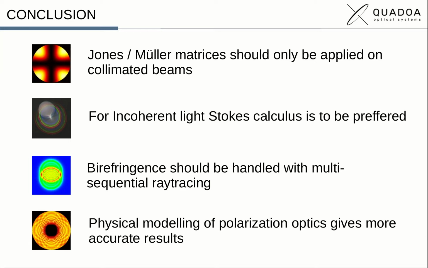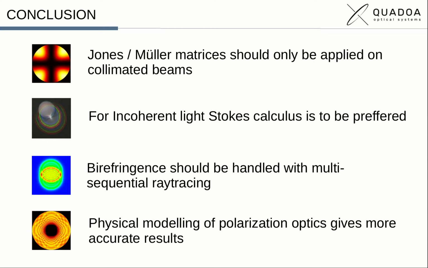Now I'm already at the end of this talk, and I will finish it with a short conclusion. I've demonstrated that the Jones as well as the Müller matrices should only be applied to collimated beams, and in the other cases it's important to be really careful with the method that is used for the conversion of the coordinate systems.